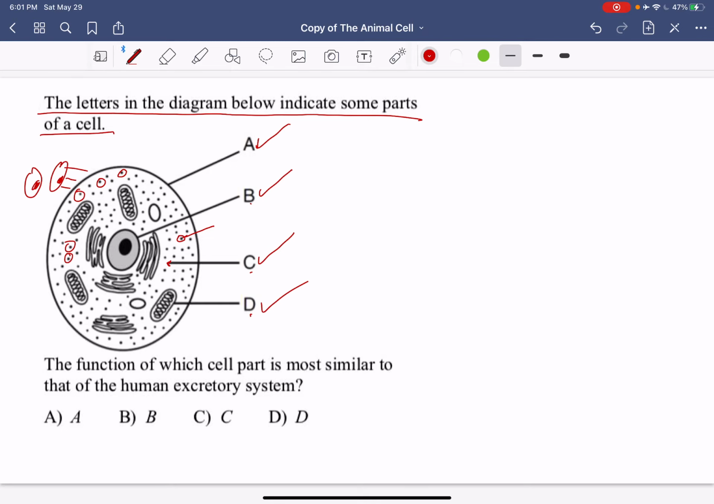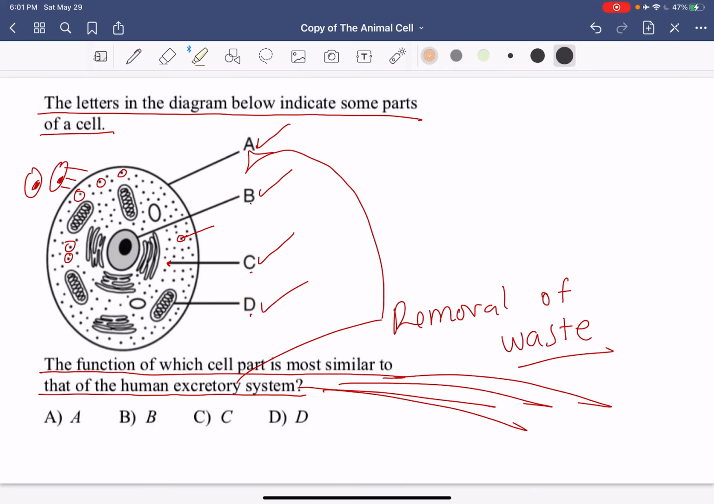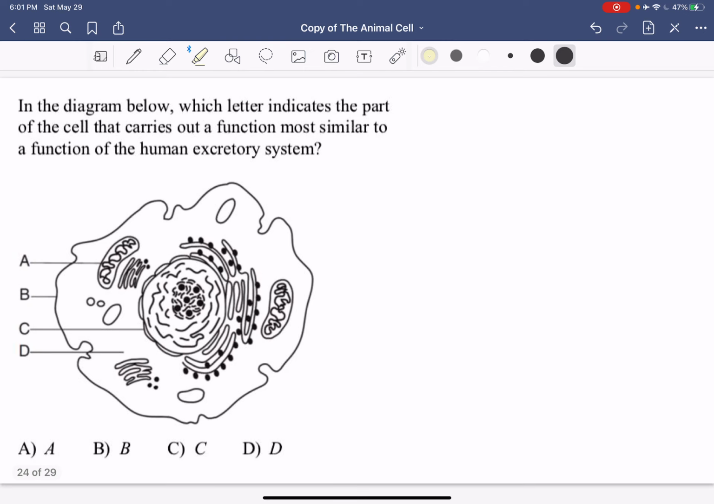Okay, let's see what they want from us. The function of which cell part is most similar to that of a human excretory system? The excretory system is when you remove waste. So that's the removal of waste. And we said that the organelle that does this is the cell membrane, A. So the best answer for this question is A, which is the cell membrane. Next. You guys are getting good.